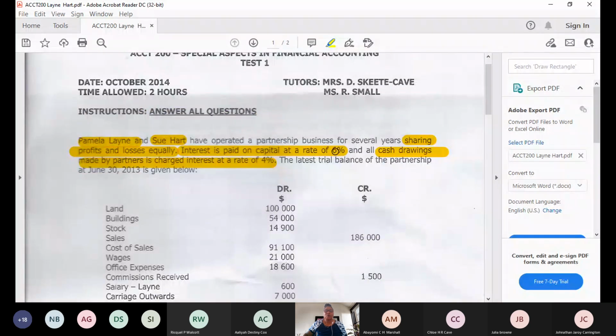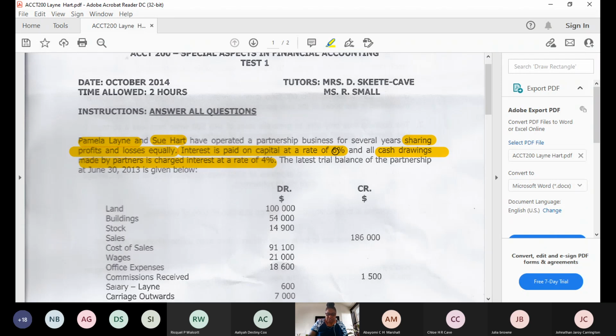6% per annum. So the new partners agree that they're going to continue with the old rate on interest on capital, which is the same 6%. These are the things that you are supposed to make note of when you are doing these partnership changes and questions. You are supposed to make note of what the old agreement states.